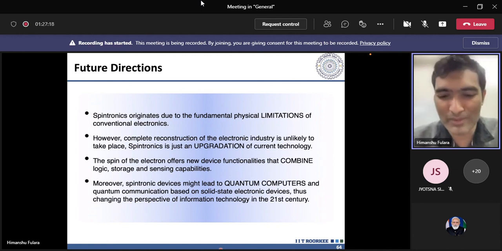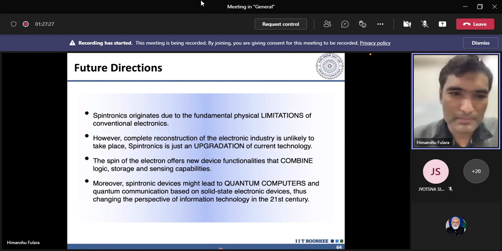That's why everywhere you read about quantum materials and quantum computing. So this is the future. This is what I wanted to say. Yeah, so this is it.